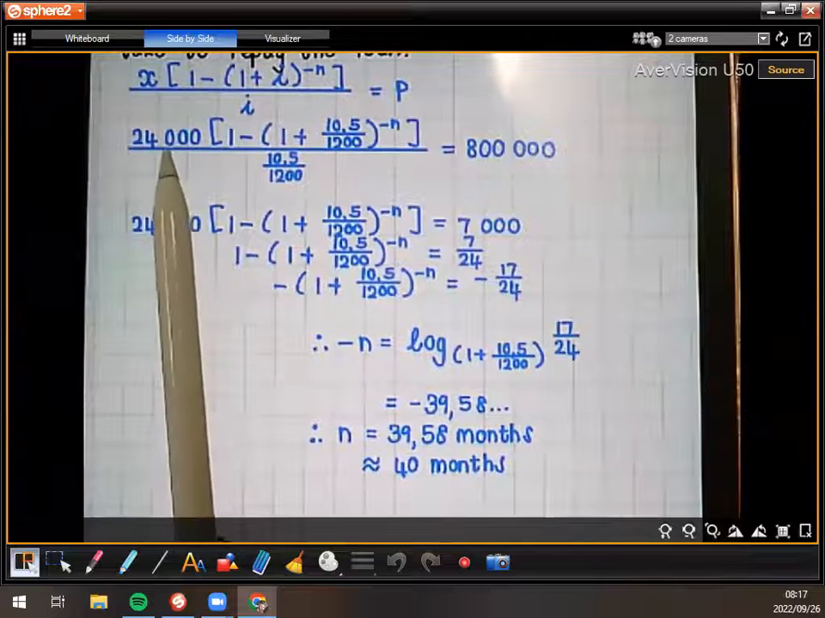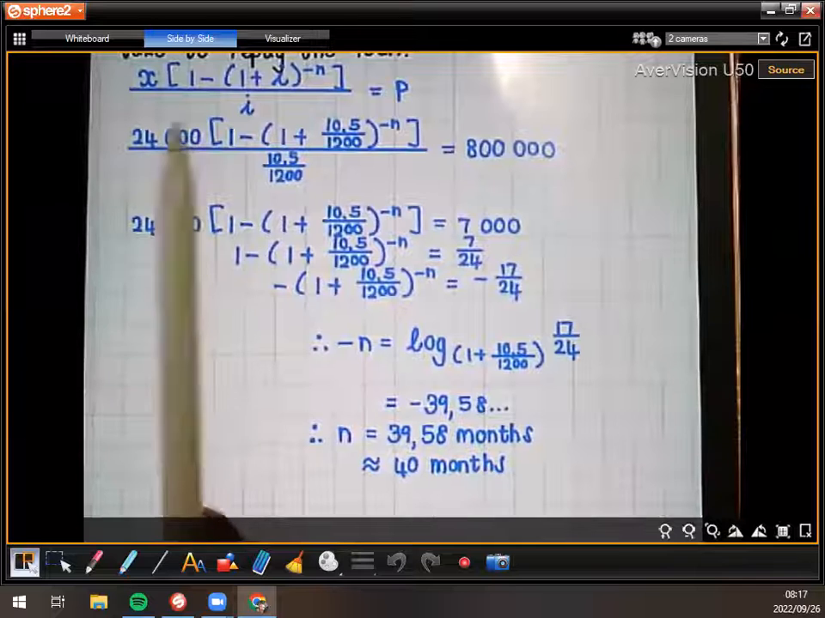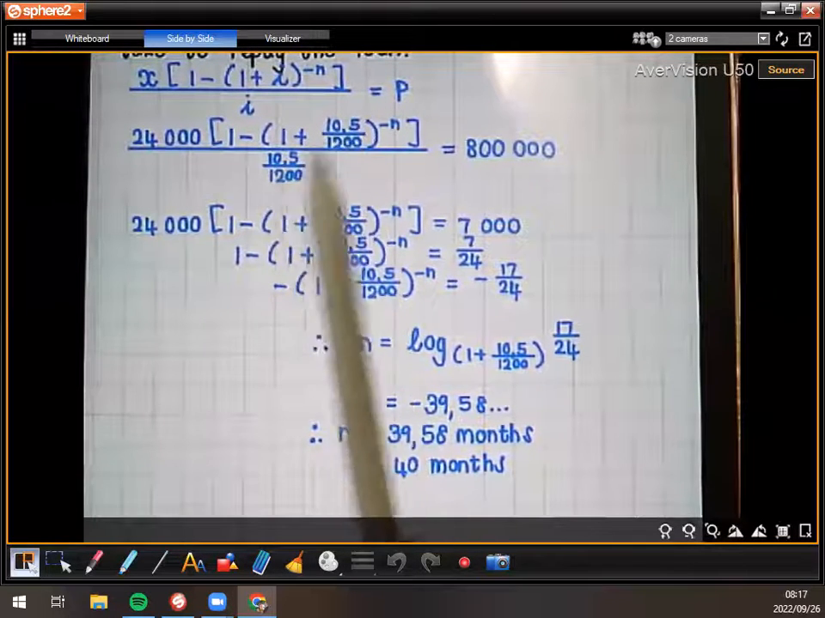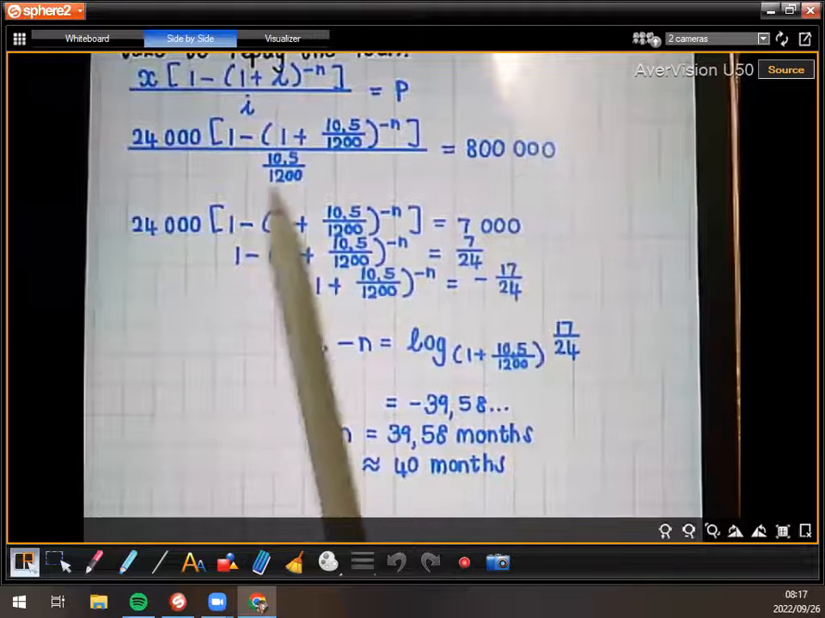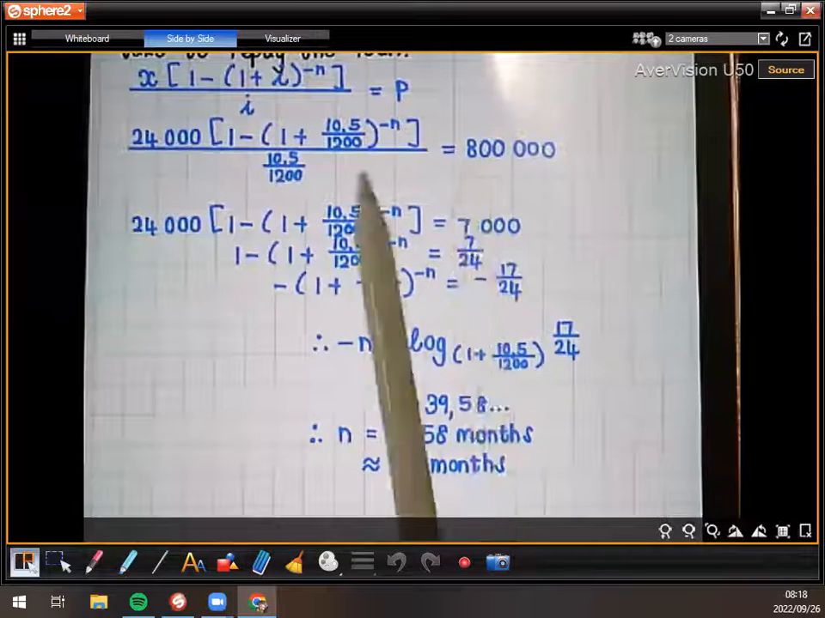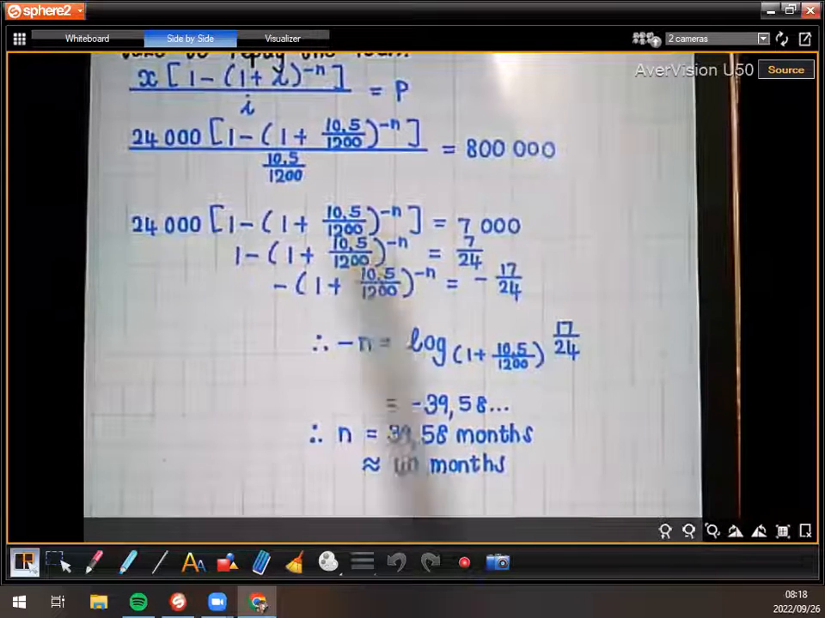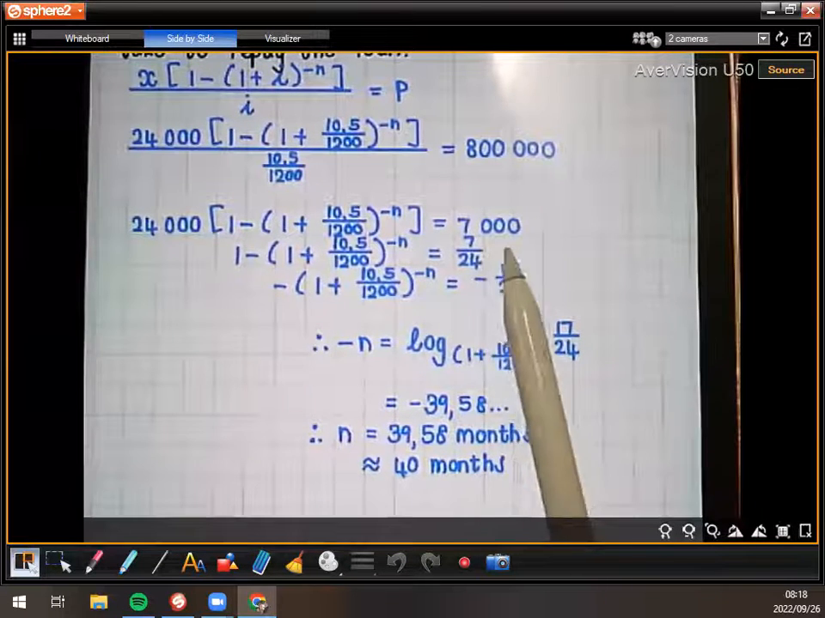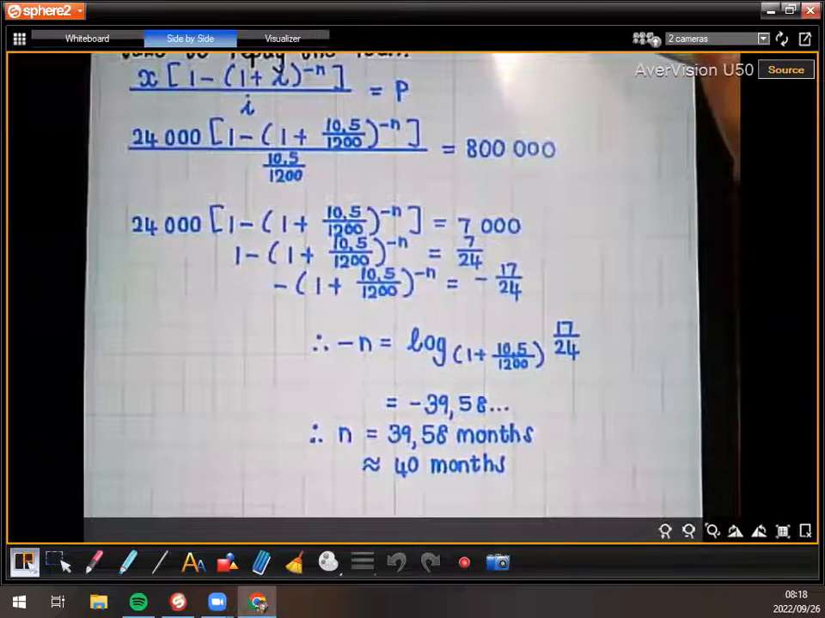All right. So your X value, that is the monthly payment that they told us. It's 24,000. The interest rate is 10.5 compounded monthly. So that's over 1,200. That is in both spots there. And then the loan amount was 800,000. What I did first was I took 800,000 and multiplied it by this interest. So that times 10.5 over 1,200. That is 7,000. Then I divided 7,000 by 24,000, and that gave me 7 over 24. Then I minus 1. And now because they're both negative, we can cancel the minuses off, right?